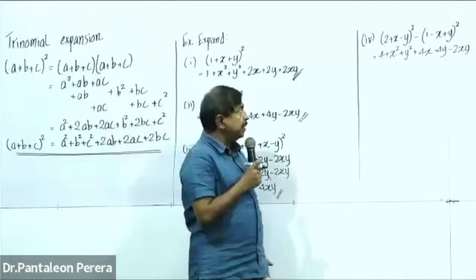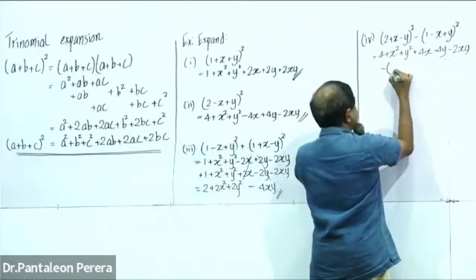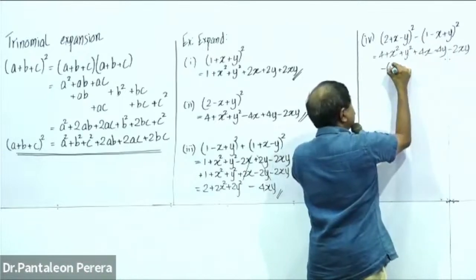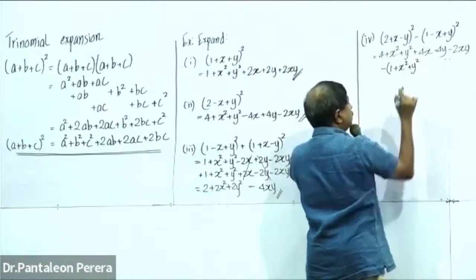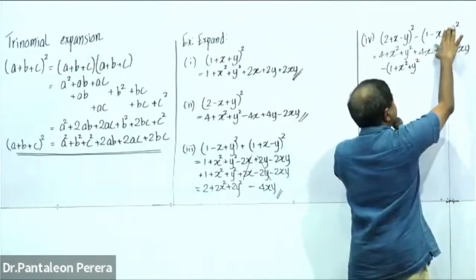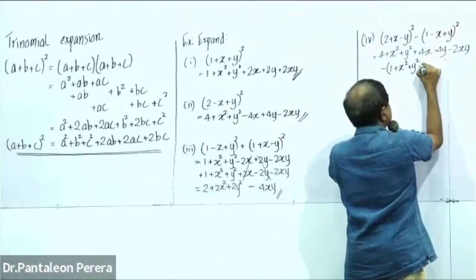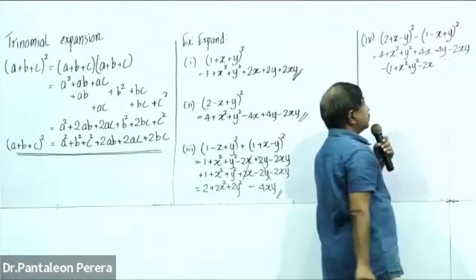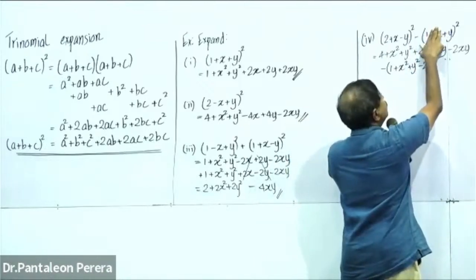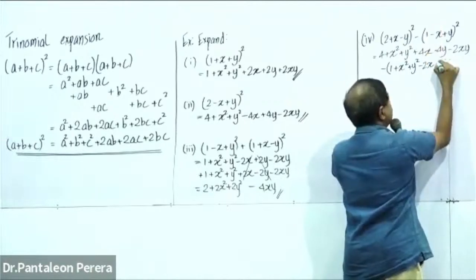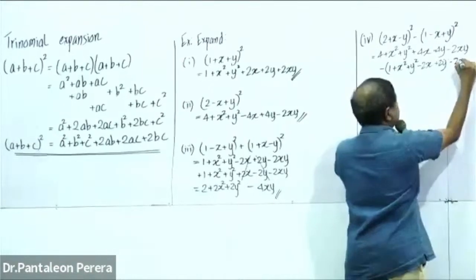After that, the sign before this is negative. So have a negative sign in front. 1 squared is 1. You have x squared. You have y squared. After that, you close this. You have 2 times 1 times minus x. So minus 2x. Now close this. All the terms are positive. You have plus 2y. Now close this. You get minus 2xy.